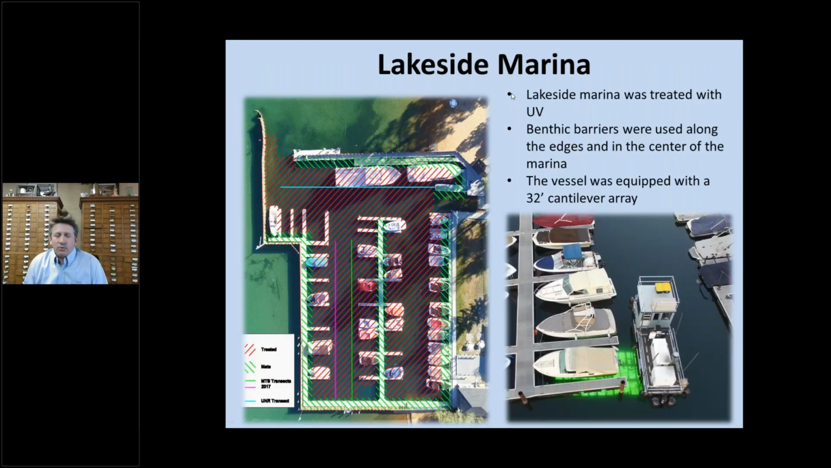This image is a lakeside marina. We worked with the local agencies, and they were able to put mats around the perimeter, and that was very helpful for us. It allowed us not to have to get so close to the edges and allowed us to cantilever the array underneath the boats and move forward. And so that saved us a lot of time using a combination of technologies to treat using UV light and the bottom barriers, and allowed us to get a very thorough treatment in this marina.